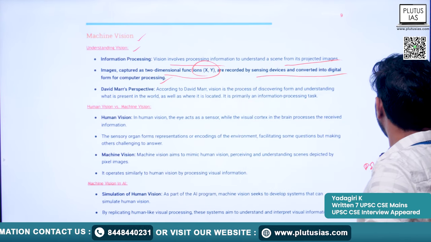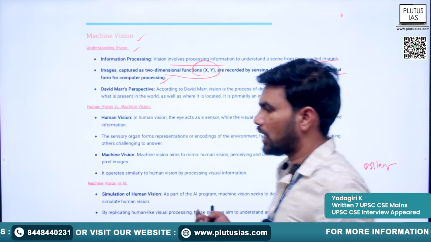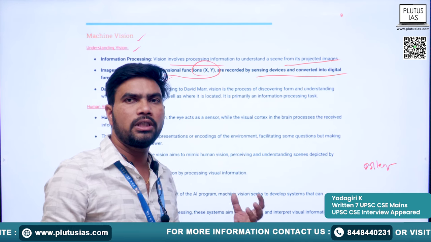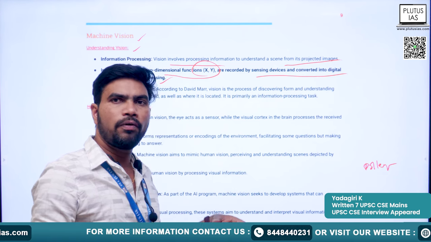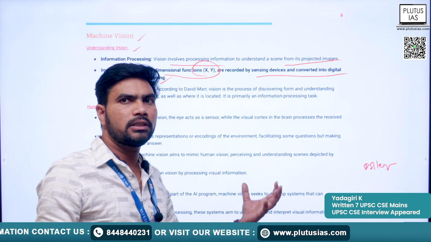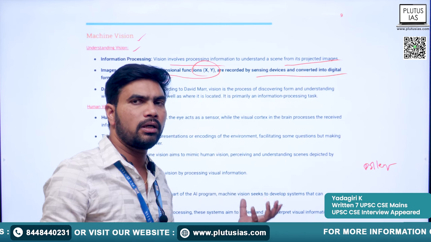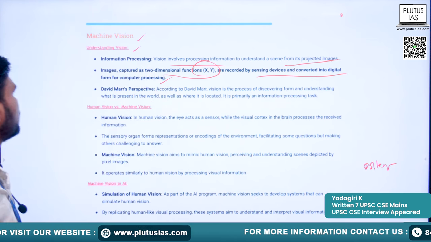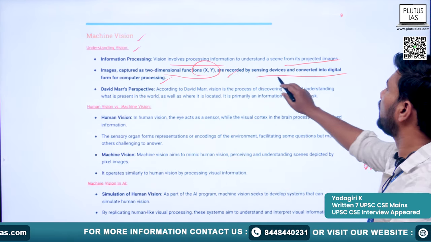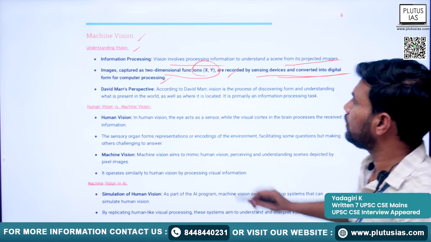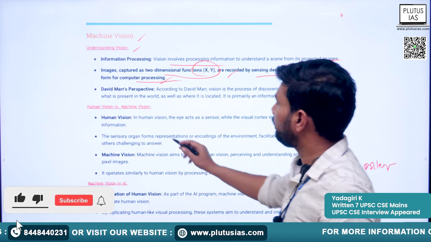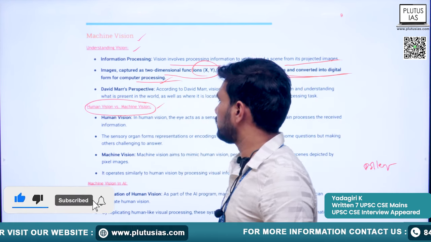DALL-E is coming, it is the product of ChatGPT only. So those AI can even process the images also, right? If we upload the picture, it can give an explanation, or whatever it can see, it can give the description of that particular picture also, right? Images captured by two-dimensional functions X and Y are recorded by sensing devices and converted into digital form for computer processing. Right.